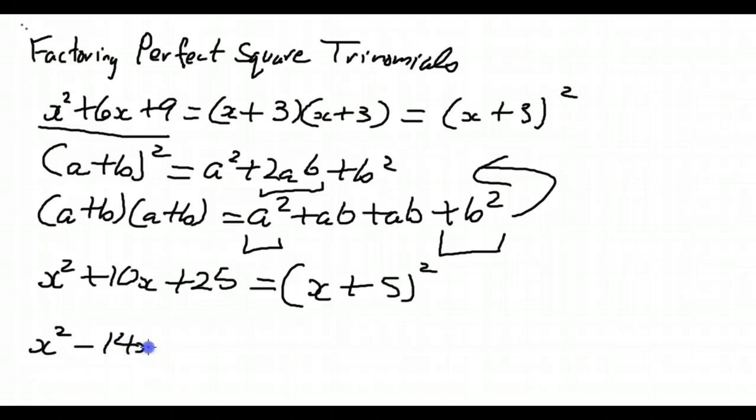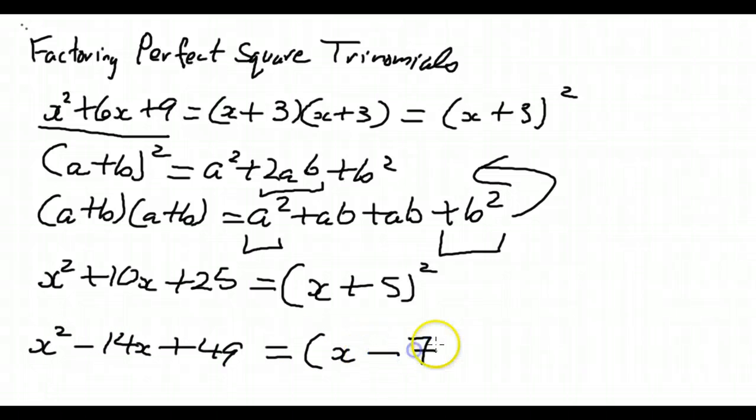x squared minus 14x plus 49. Again, lead off with a perfect square. Got a perfect square here. The square roots are x and 7, that's 7x, doubled 14x. Now in this case, that's a minus 14x, so it's (x minus 7) quantity squared. Right, x squared minus 7 doubled, minus 14x, plus, because you are multiplying a negative times a negative, plus 49.